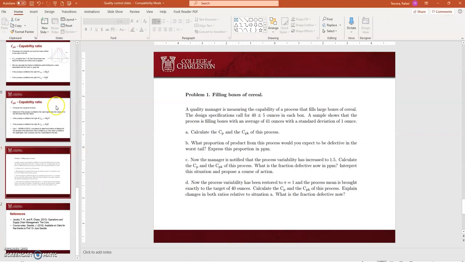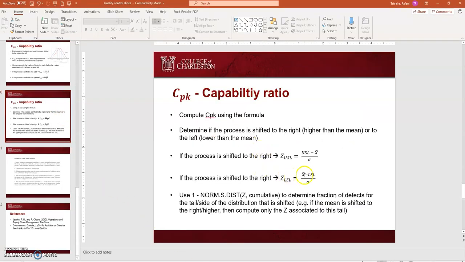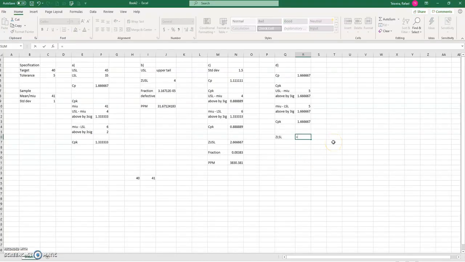Let's take a look at the formula. So the z associated is the mean, which is 40 now, minus the lower specification limit, divided by the standard deviation of 1. That's how we compute the z associated with that. Just let me make sure, which is 5, right?